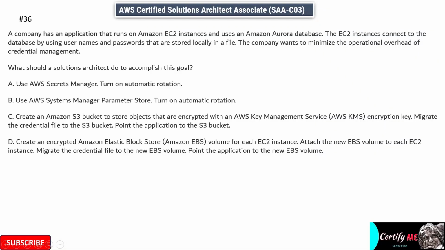Option D, create an encrypted Amazon Elastic Block Store volume for each EC2 instance. Attach the new EBS volume to each EC2 instance. Migrate the credentials file to the new EBS volume, point the application to the new EBS volume.